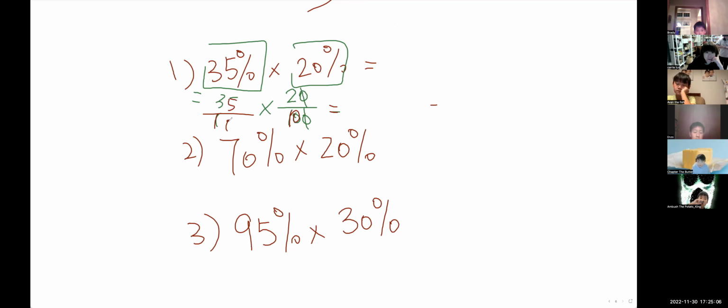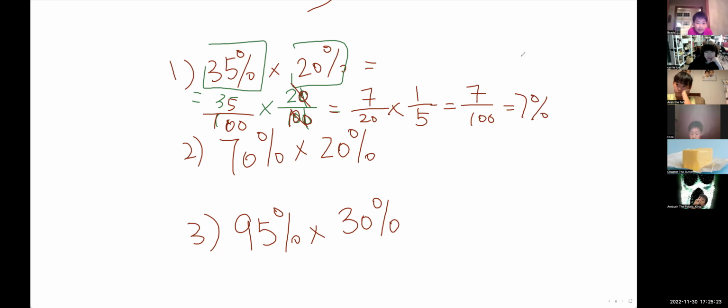This is 35 over 100. So 35 over 100 equals what? Equals 7 over 20. Okay, so 20 over 100 equals what? Equals 1 over 5. Equals what? 7 over 100. Still equals 7%.